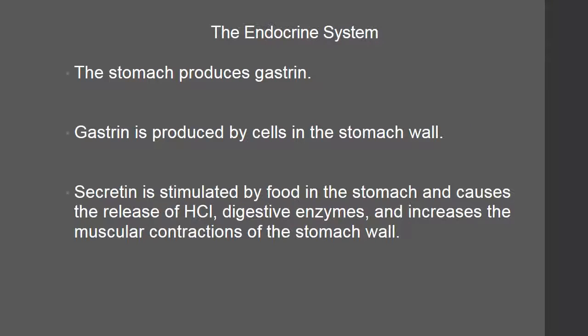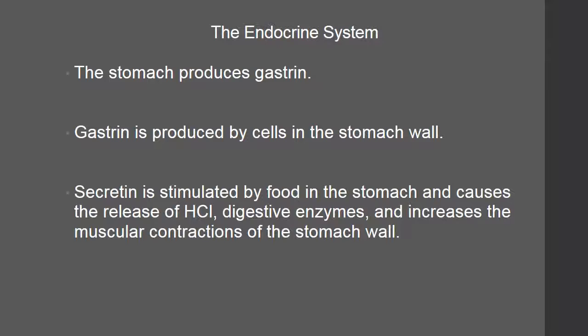The stomach produces gastrin. Well, the stomach produces a whole bunch of stuff, but these are the ones we're going to worry about. The stomach produces gastrin. Gastrin is produced by the cells in the stomach wall. Gastrin is important in the digestion of food.